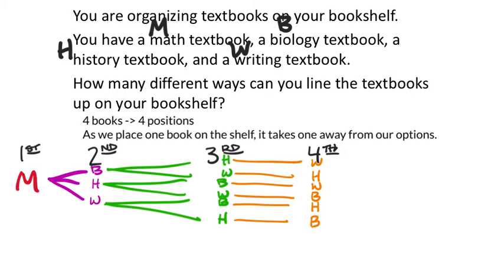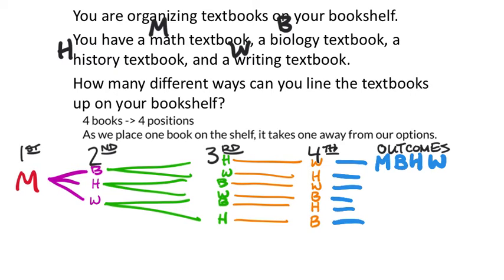Okay, so I can list my outcomes in order of position, right? So I could say here, the first one, I had math, then biology, then history, and then writing textbooks. And I can do this all the way down the line. So again, the first book was still math, and it was math for all of the outcomes, right? So I'll just put the M there. And then the next one was biology, then writing, and then history.